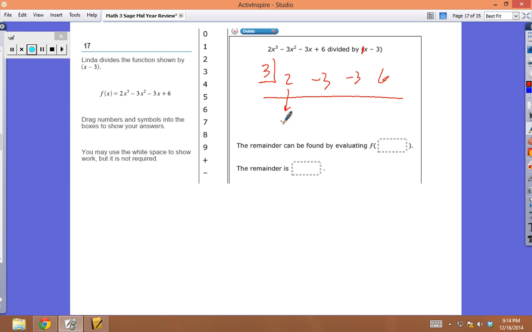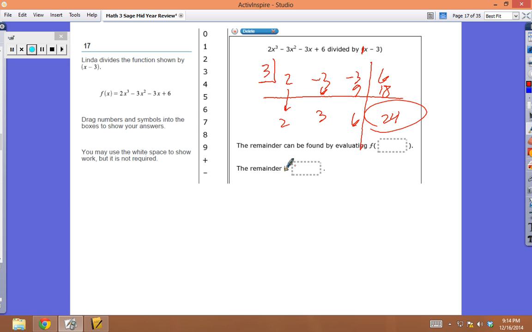Okay, now you bring that down, so that's 2, then you times these, that's going to be 6, add them up, that's 3, times them, that's 9, add them up, that's going to be 6, times them, that's 18, add them up, that's 24. Okay, this is my remainder right here.